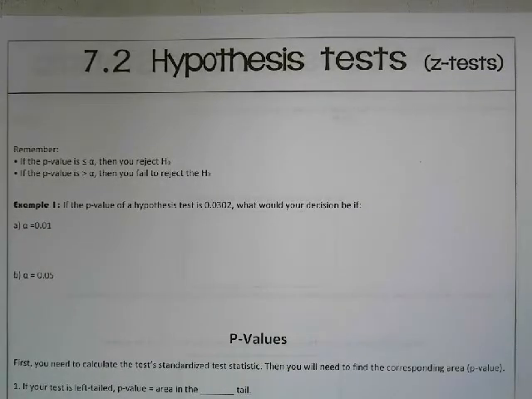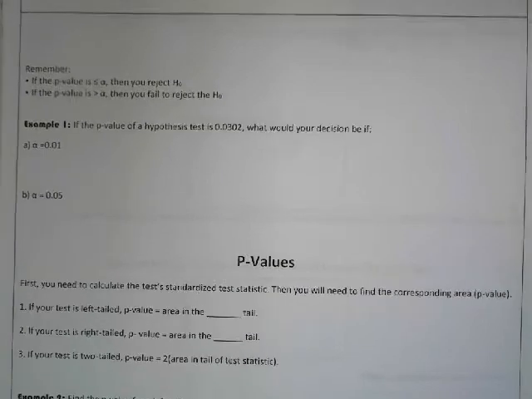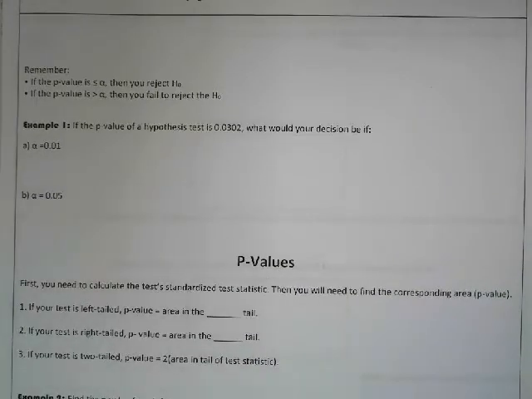Once you find your p-value, you're going to compare it to your alpha, or your level of significance. So if your p-value is less than or equal to alpha, then you reject the null. If your p-value is greater than alpha, then you fail to reject the null. Remember, we don't accept anything, we just fail to reject, because that's the way statistics works.